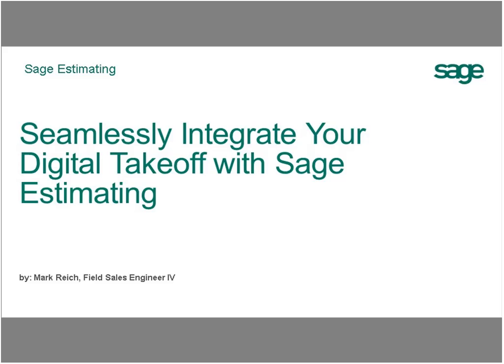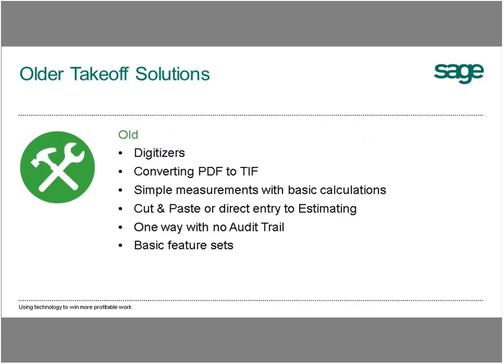What I'm going to show you today is what we call the next generation of Takeoff, and I've only got a couple slides here before I get into the product. First of all, the older Takeoff solutions and some of the current ones that are out there, like digitizers, require you to convert a PDF file to TIFF files. The most common file used today to transport electronic drawings for projects is a PDF file. That's about 98% of all projects now available in PDF drawings.